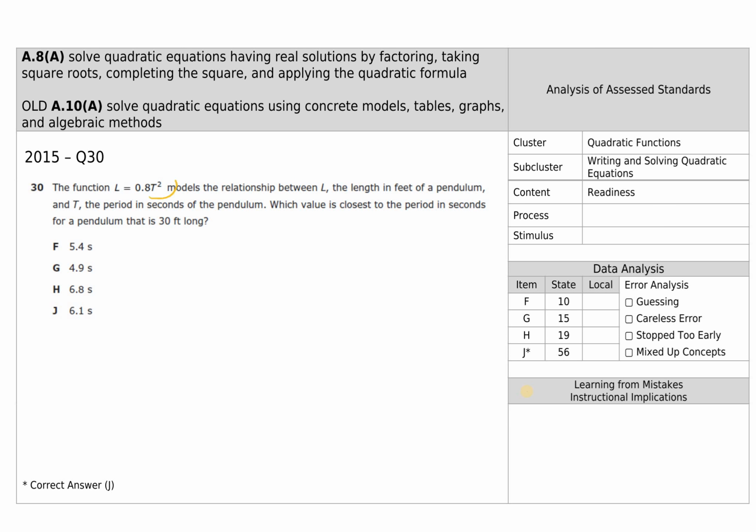This question has a t squared only, not also a regular t, so we can use the square root method again. It tells us that the length is equal to 30, so we can plug in 30. 30 is equal to 0.8 t squared. Right now it's 0.8 times t squared. We need to get that t on its own.